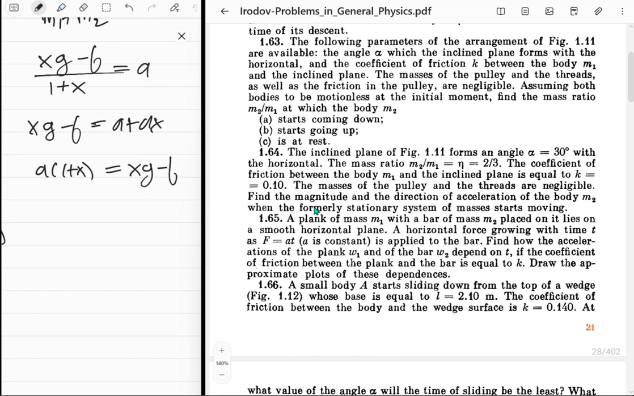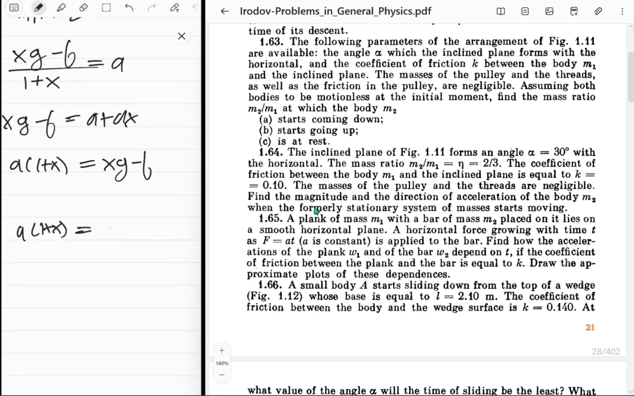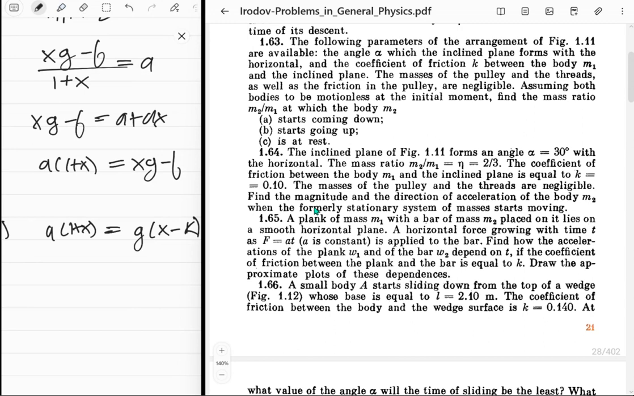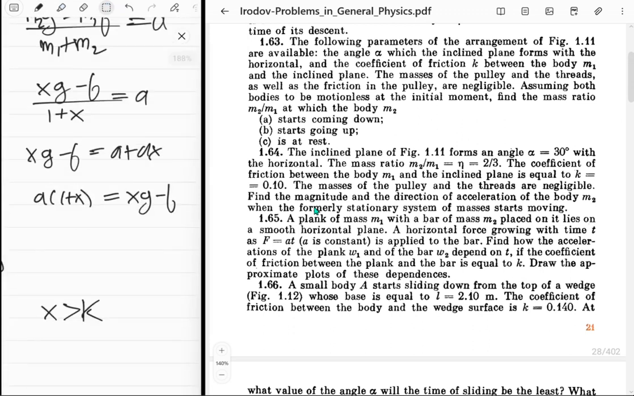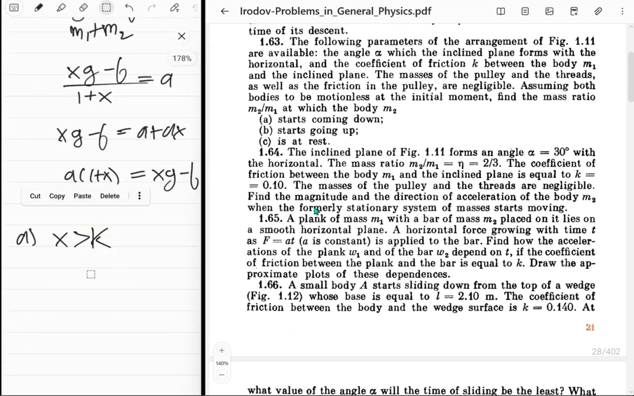That's the thing. So for this particular case, what you have is a into (1 plus x) is equal to g times (x minus whatever k is), right? So yeah, perfect. So for acceleration to be positive, k must be less than x, like x is bigger than k. That's the thing. So yeah, that is correct.